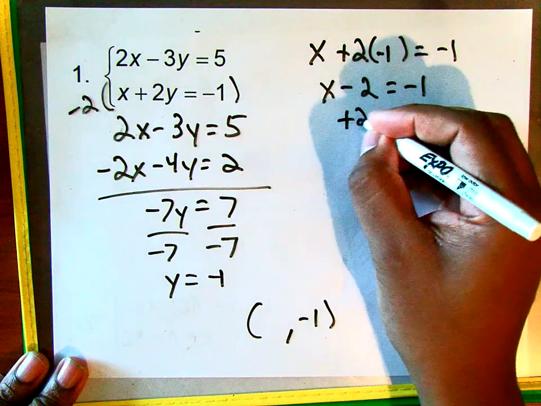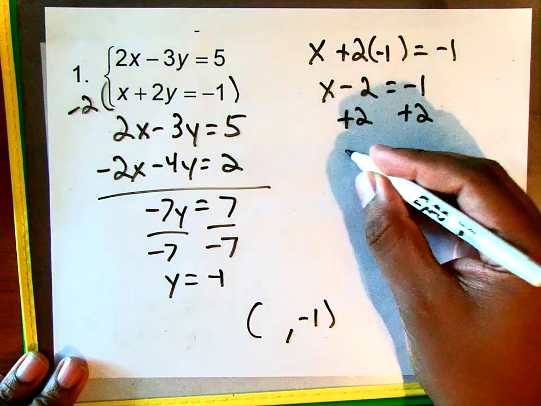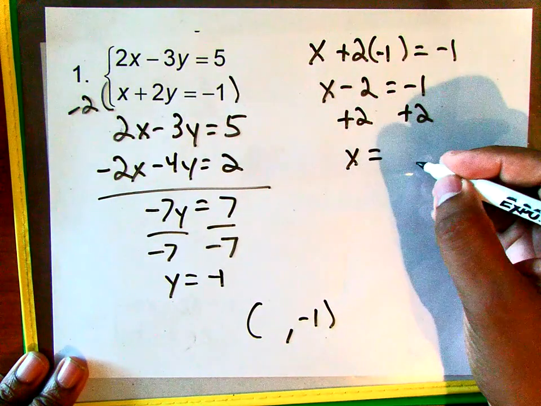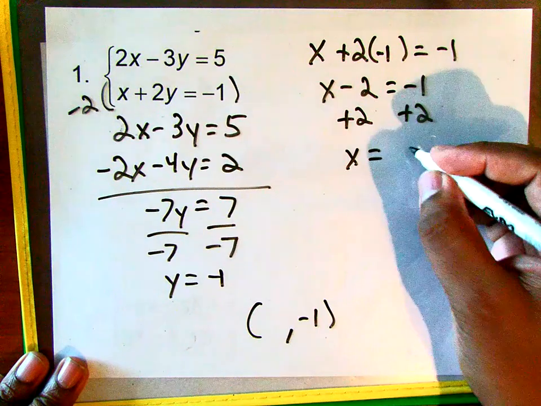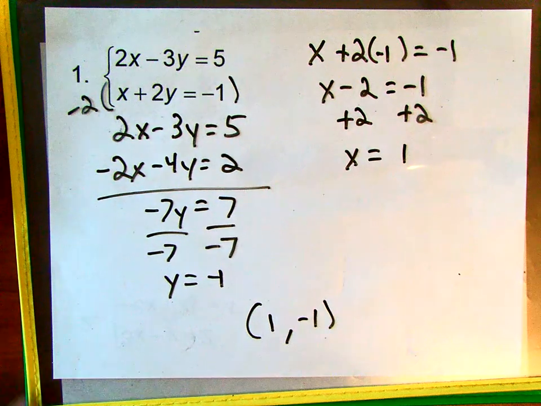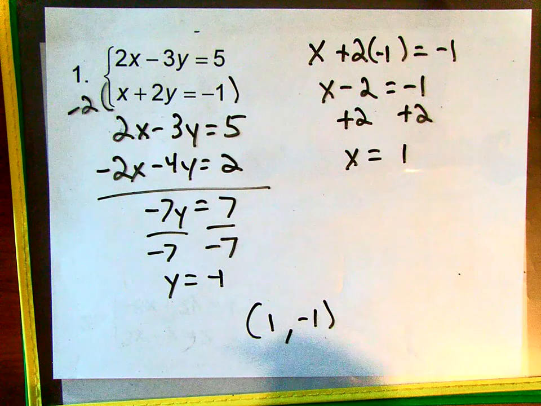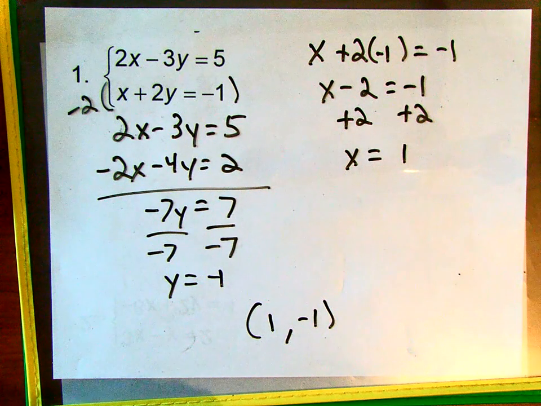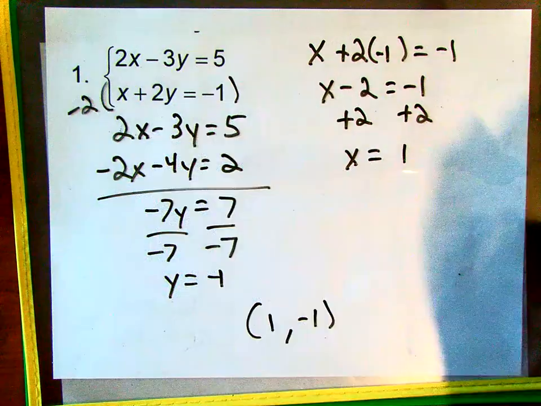And then add 2 on both sides. X is equal to +1. All right, so now I've got 1 and -1 here, and that's my answer. Let's take a look at another example.